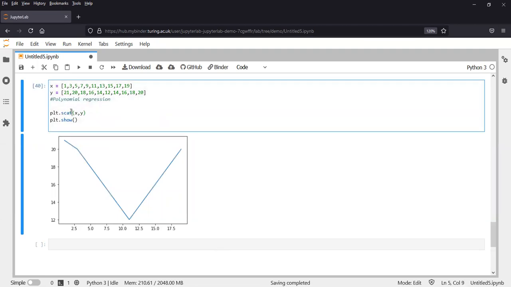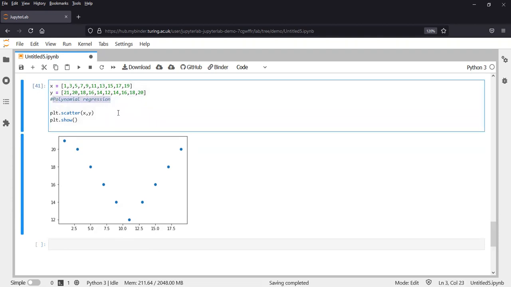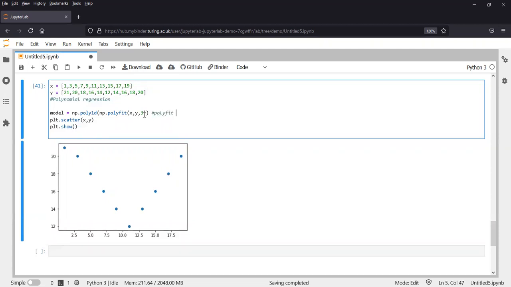If I use the scatter, it should be like this. Scatter here. Okay, if I want to express the polynomial regression, how do I do this? Just create a variable as numpy dot poly1d, one-dimensional, with numpy dot polyfit on x and y. Let me tell you, polyfit is polynomial fitting.